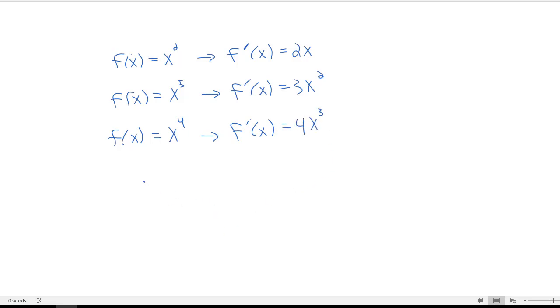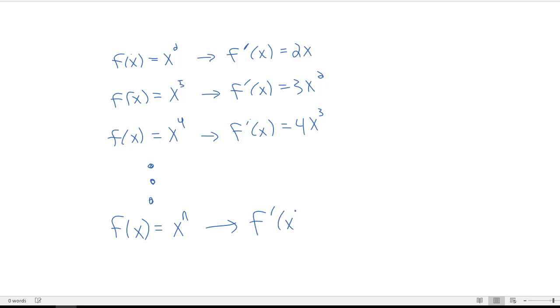So what we end up noticing is a pattern here. In other words, if we have f of x equals x to some power, what we see in this pattern is basically the exponent we're pulling in front as a coefficient, and then the exponent we subtract 1, and it becomes 3 in this example. So the general rule is I'm going to take the power, pull it in front as a coefficient, and then the exponent for the derivative is 1 less from the original function.